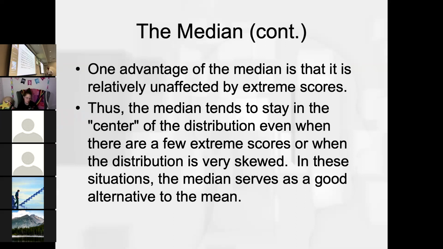So on average, the median is going to be relatively unaffected by those extreme scores. Thus, that median tends to stay in the center of the distribution, even when you do have some extreme outliers. So who can think of other real world examples where we may want to take the median instead of the mean?